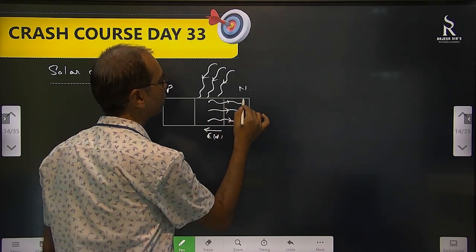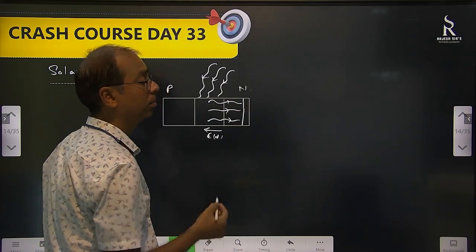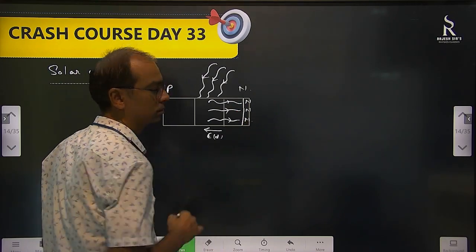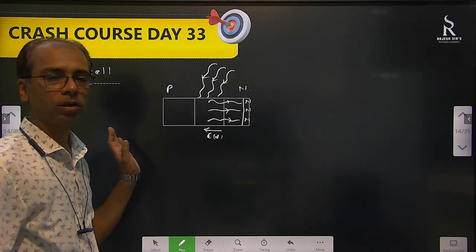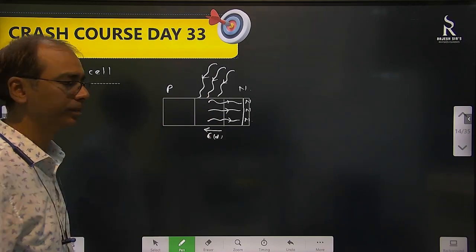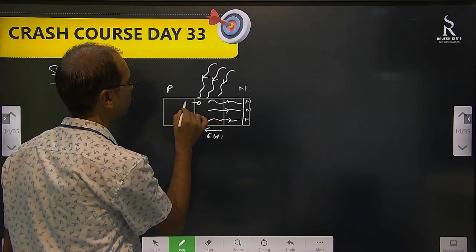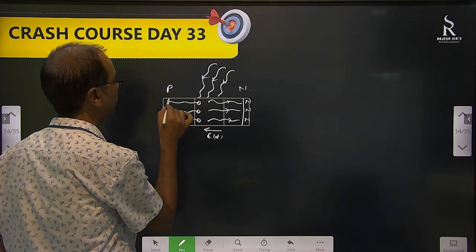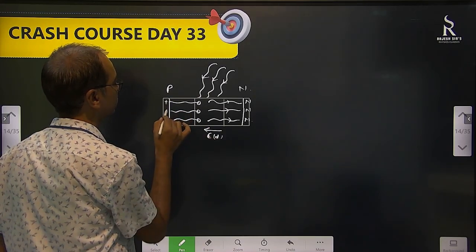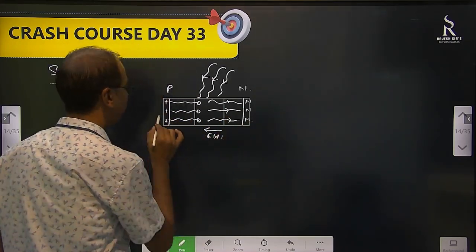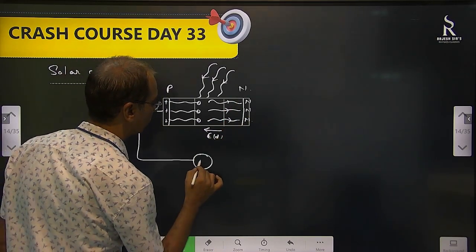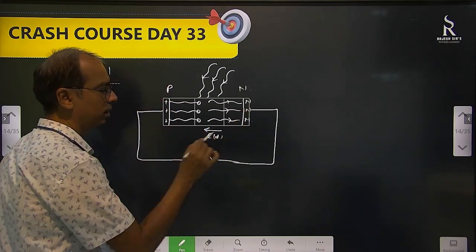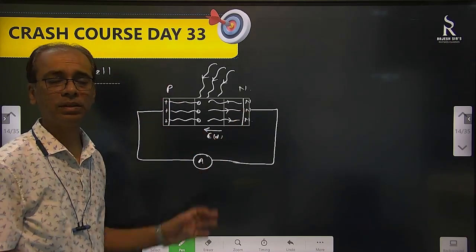So what will happen? This side becomes more negative. Negative, negative, negative. And on this side, holes will go. Holes are going this way. So this side becomes more and more positive. This side becomes more negative. And we are connecting it. Suppose that we connect a meter here. Because of the potential difference created here and here, we'll get the current.